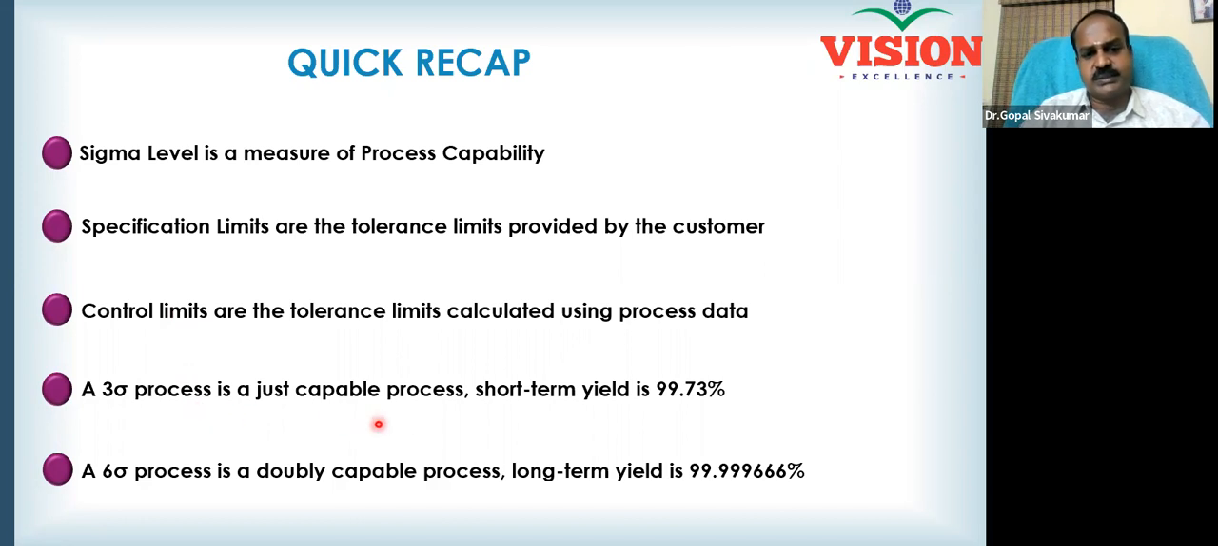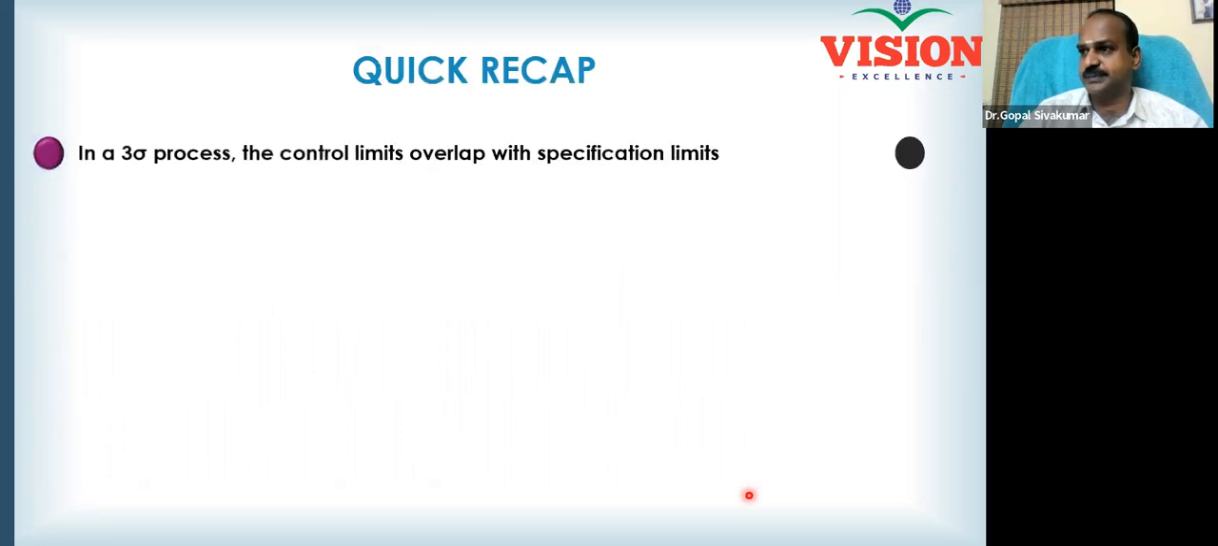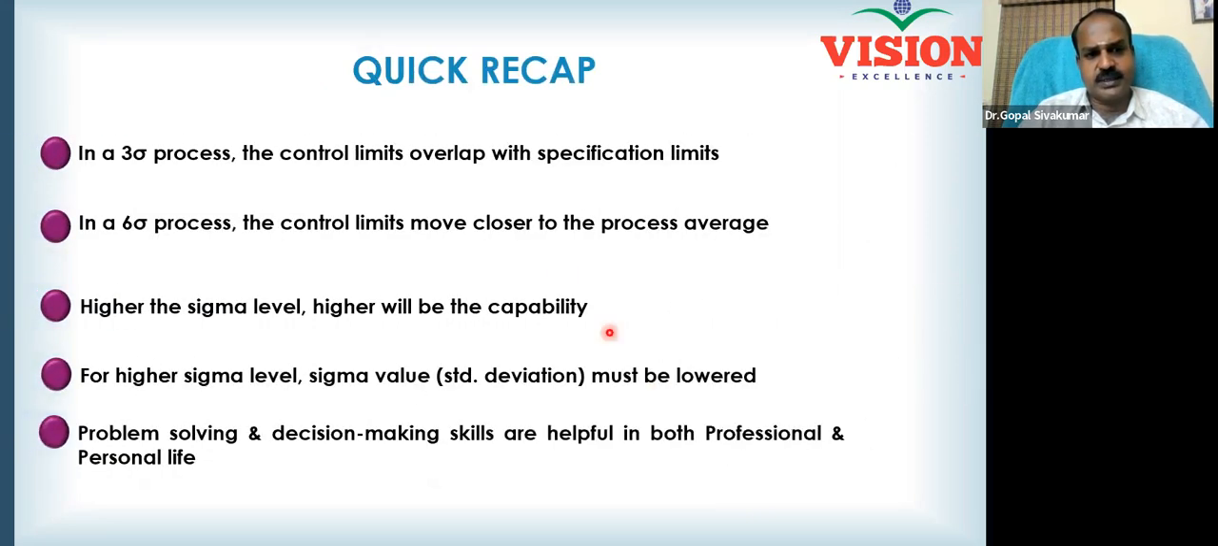A 3 Sigma process is just capable. That means the short-term yield is 99.73%. A 6 Sigma process is doubly capable. That means the long-term yield is 99.99966%. In a 3 Sigma process, the control limits overlap with the specification limits. In a 6 Sigma process, the control limits will be moved towards the process center. You can see the control limits going towards the center. That will make your curve narrower. That will make your curve taller in the center.